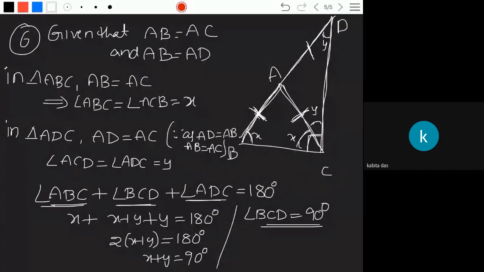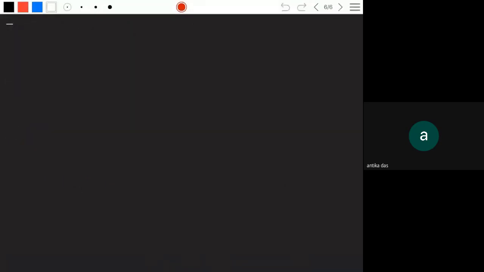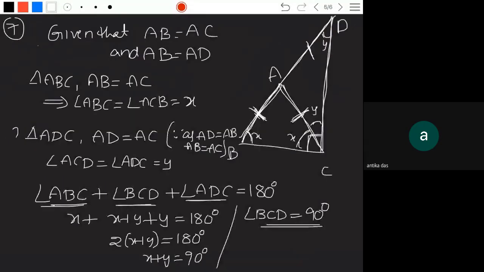Now let us go to the next problem, 7. Yes, tell me. Sir, will you explain the previous one? Yes, this one again. So, in which step are you having a doubt? You tell me. Okay, I'll explain it to you completely. See here, very simple. First, I'll explain to you. Where you are having a doubt, you tell me.